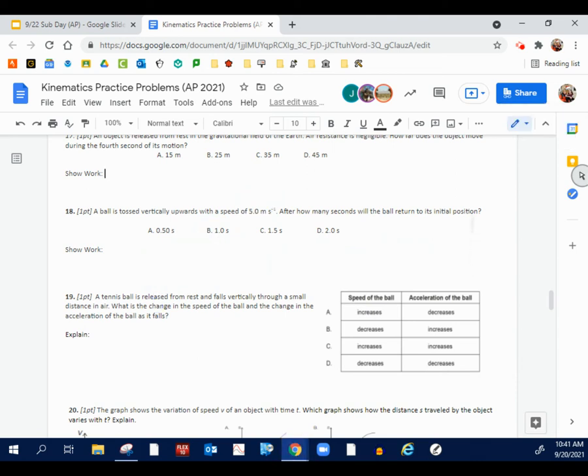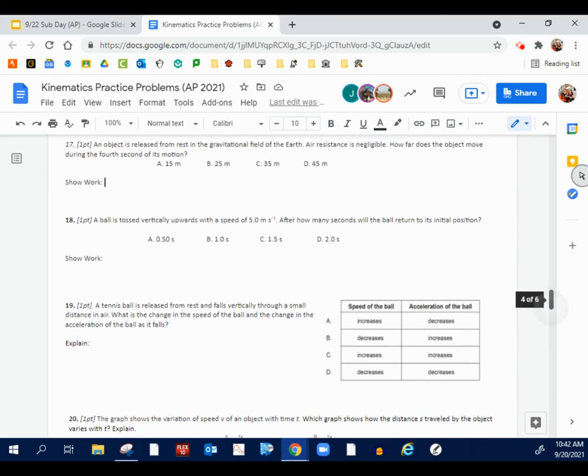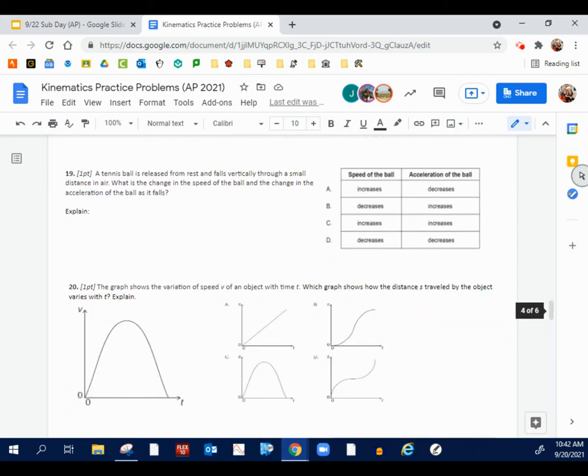Next one here, you've got a tennis ball released from rest and it falls vertically through a small distance in the air. What is the change in the speed of the ball and the change in the acceleration of the ball as it falls? This one says in the air, and it doesn't say anything about friction, so this is actually using friction. You kind of have to understand none of these would work if we're just talking about a free fall situation. So using friction, it's going to be this as your answer. You can go ahead and explain why that's the case. All right. Next one here.